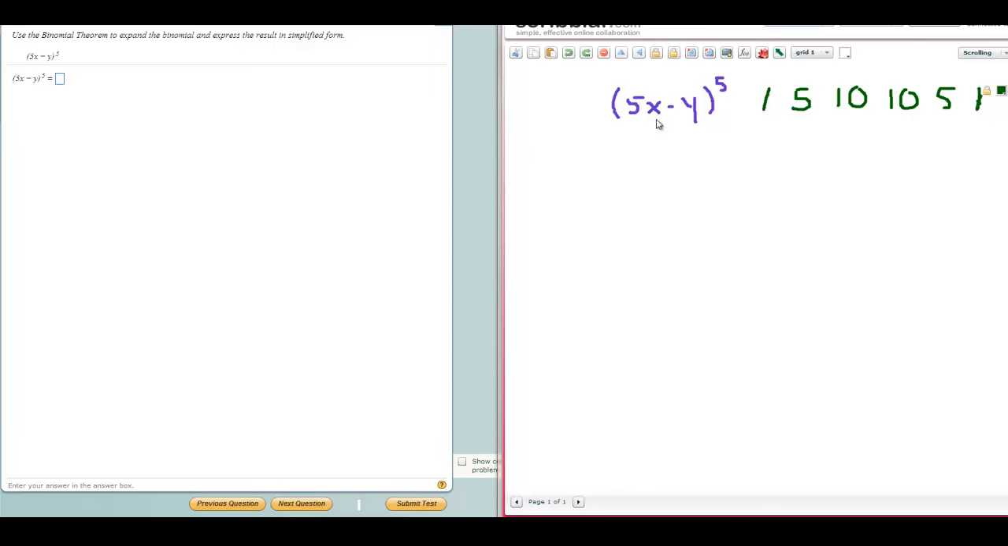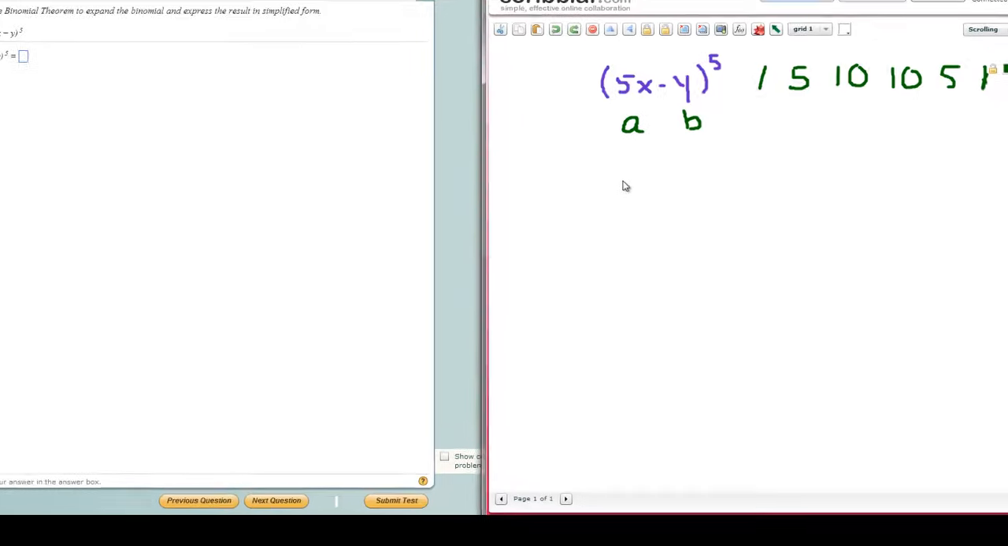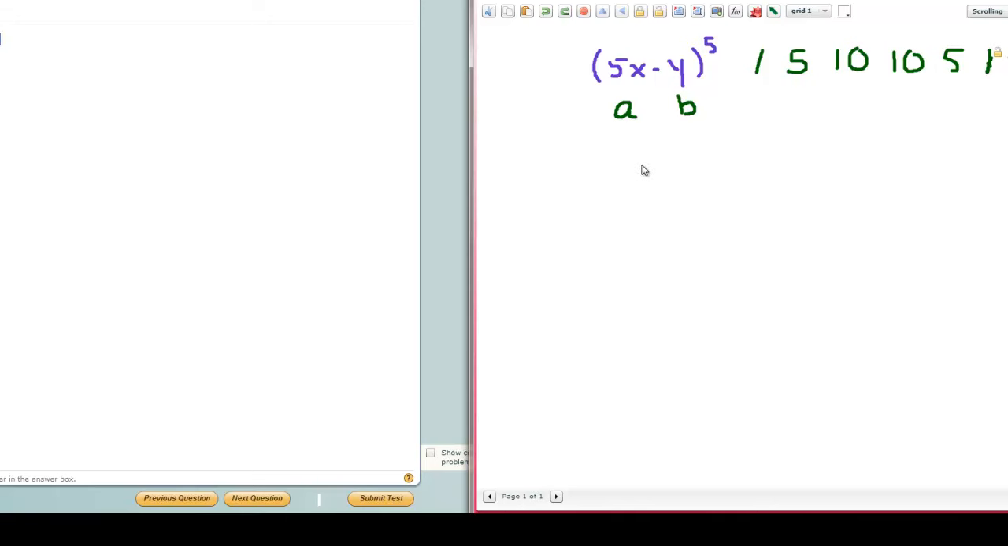Ready? This 5x here is going to be represented by A. That one's going to be the B. And the 5 will play a role. So this is the order that it goes in. Because we're on the 5th row, you have the 1, then it's going to be A to the 5th power.